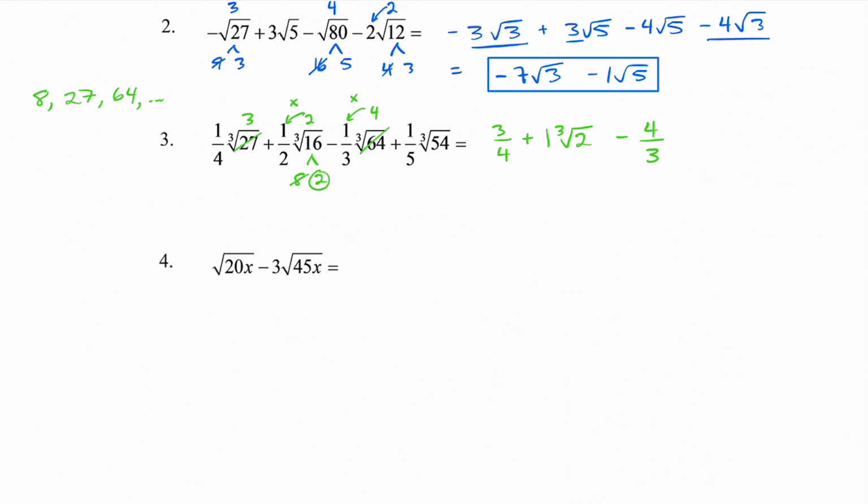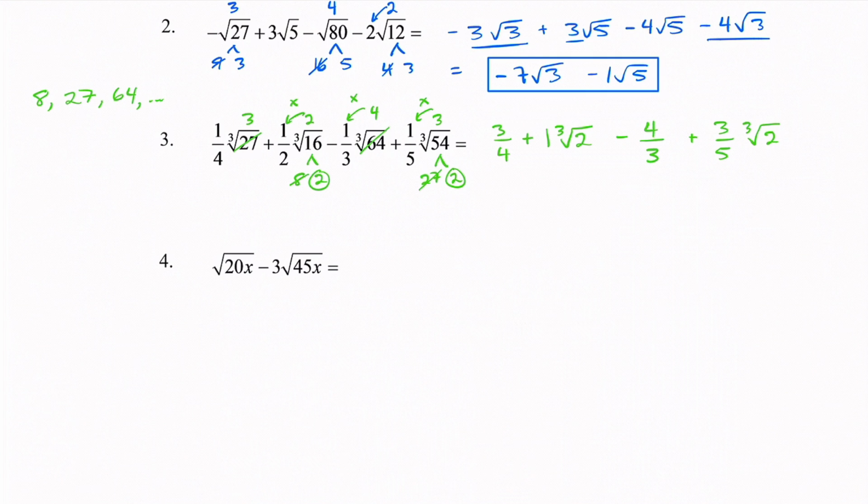And then the last one, 54, I want to break that down. 27 is a perfect cube, so I'm going to go 27 times 2. And then the cube root of 27 is equal to 3. So a 3 will come out, and 3 times 1/5 is just equal to 3/5. And then I still have this 2 inside, so I have the cube root of 2.